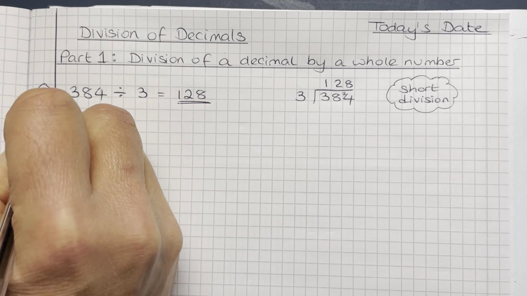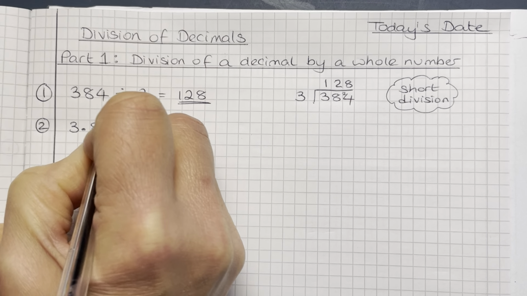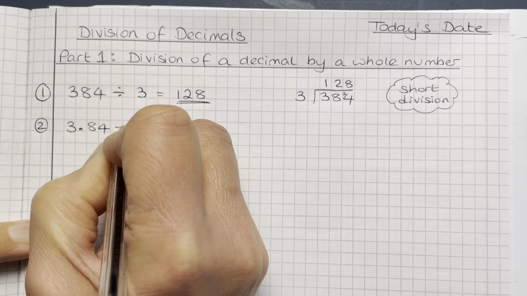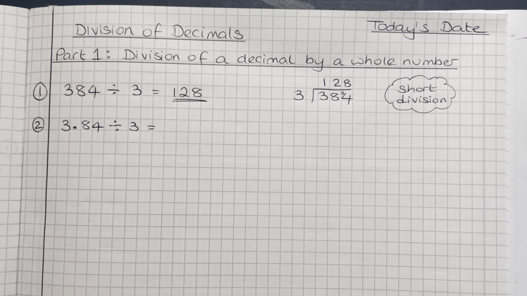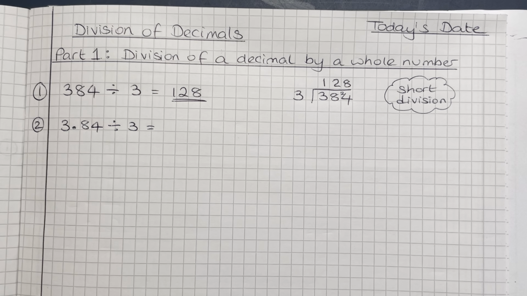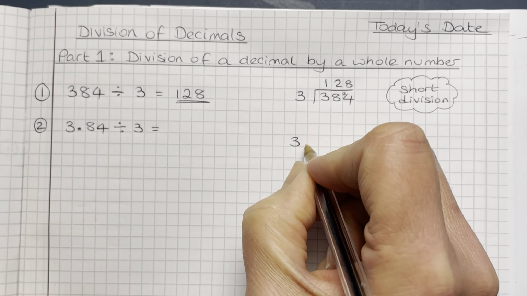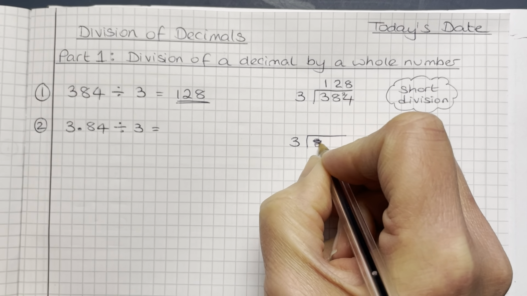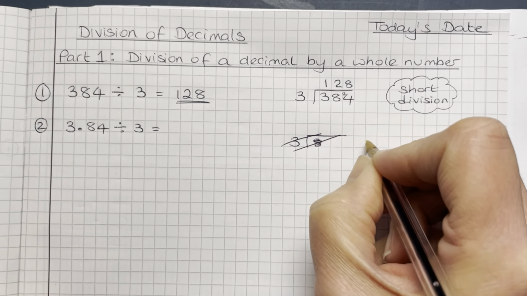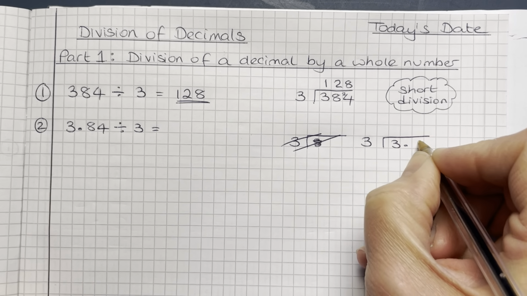Now, let's do it again, but this time the number is a decimal. What are we going to do this time? Well, it's almost exactly the same. There's just one thing we need to remember. Let's start again. We're still going to use short division.